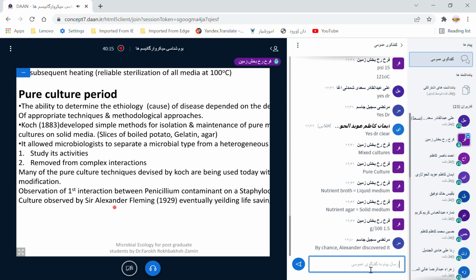He could understand that these chemicals can be useful. And this is an observation of microbial ecology. What is microbial ecology? The interaction between microbes. It is the interaction between two microbes: one microbe produces a chemical substance and can kill another microbe.